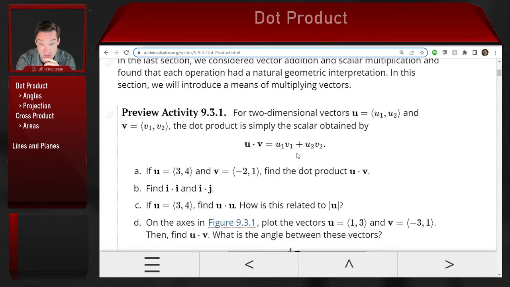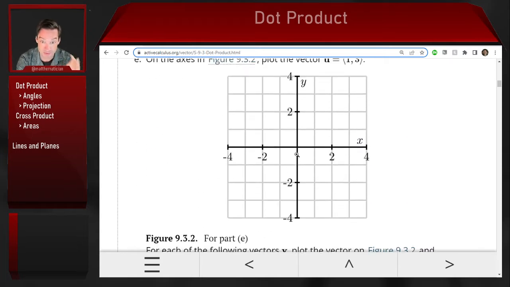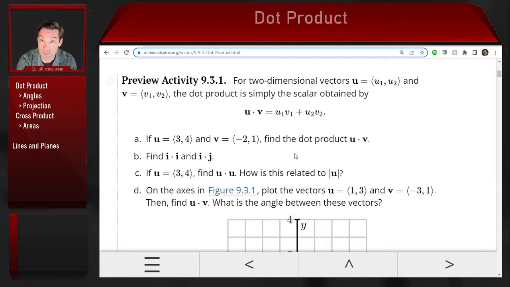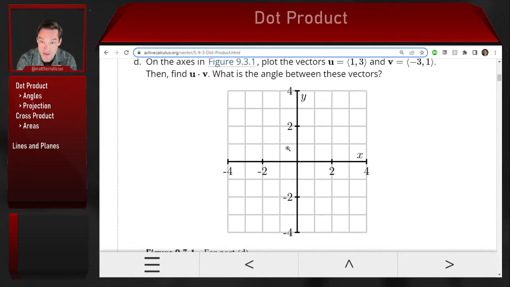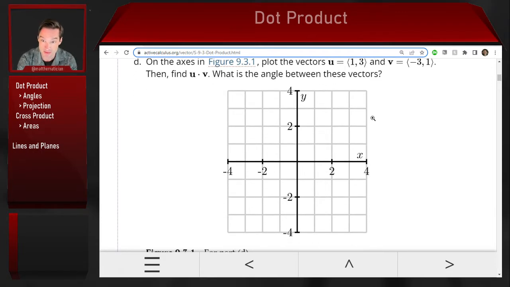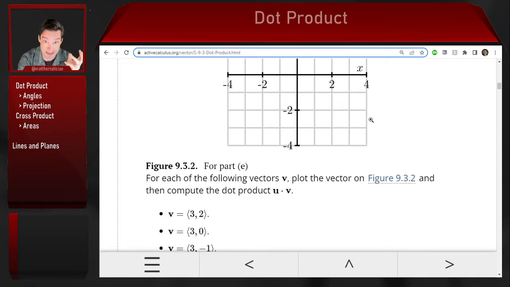So the formula for computing a dot product is a sum of products of components. The preview activity has a number of parts, and I want to chunk them up a little bit and have you discuss them one at a time and write them up in your team worksheet as you go along. The purpose is to first get us used to the computational aspects of what a dot product is, and then start to introduce some of the geometric interpretation. In part C, you'll figure out how the dot product relates to the magnitude of a vector. And then in parts D and E, it's an introduction to how the dot product tells us something about the angle between vectors.